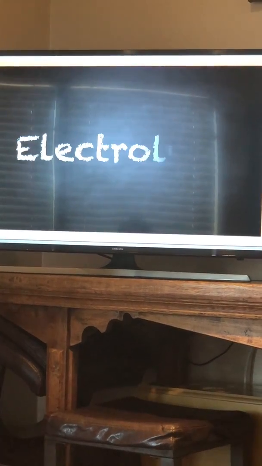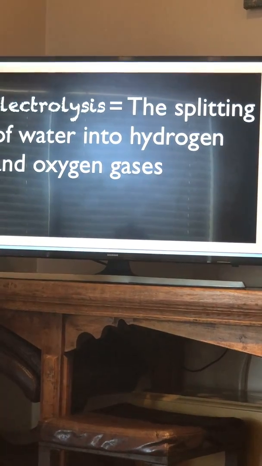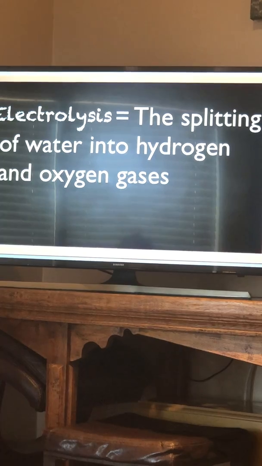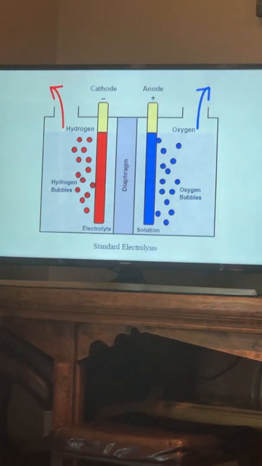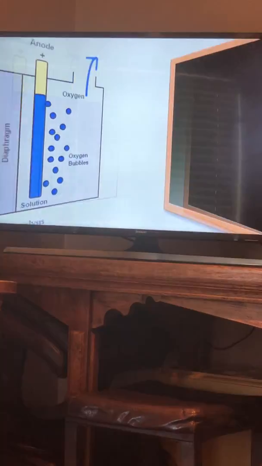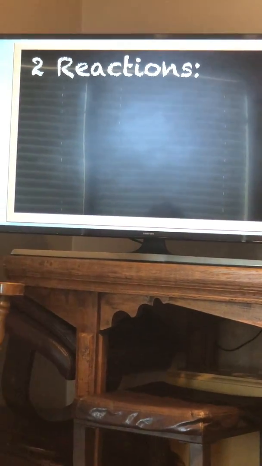Alright, we have one more scientific term we need to define before we can talk about the ionic foot bath specifically. I will need to explain what electrolysis of water is. Basically, electrolysis is the splitting of water into hydrogen and oxygen gases. This is accomplished when an electric current is added to the water. Here are the two reactions that take place during electrolysis.